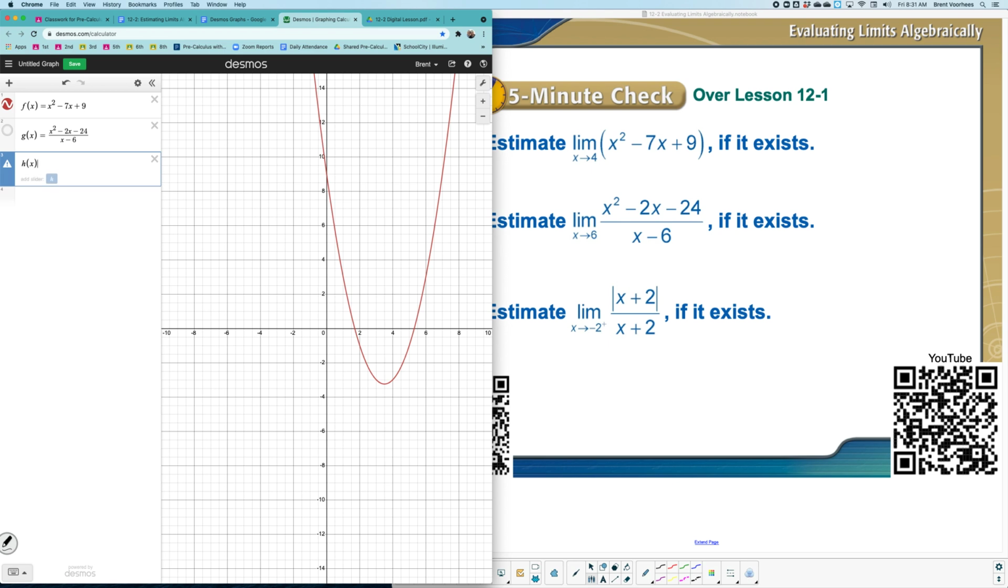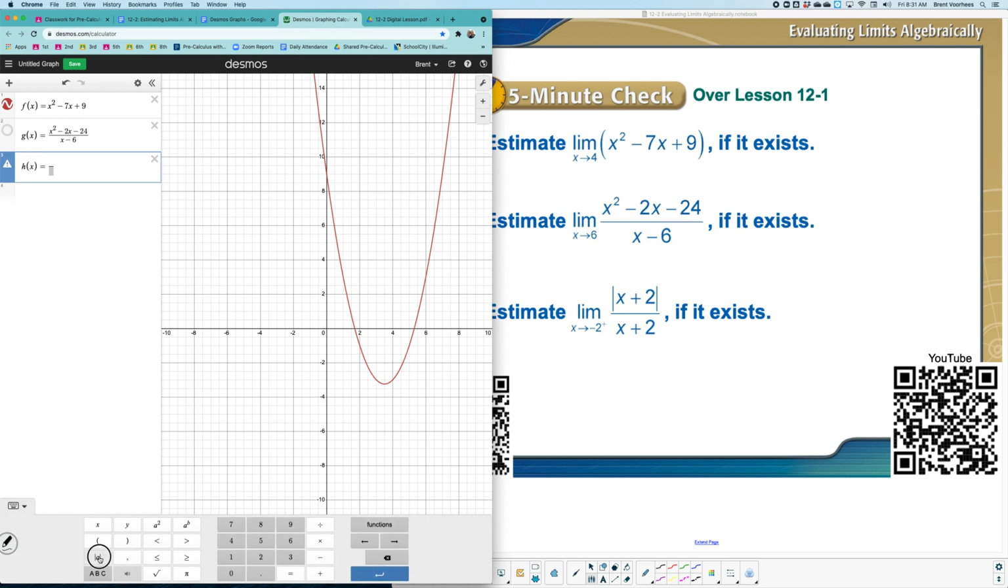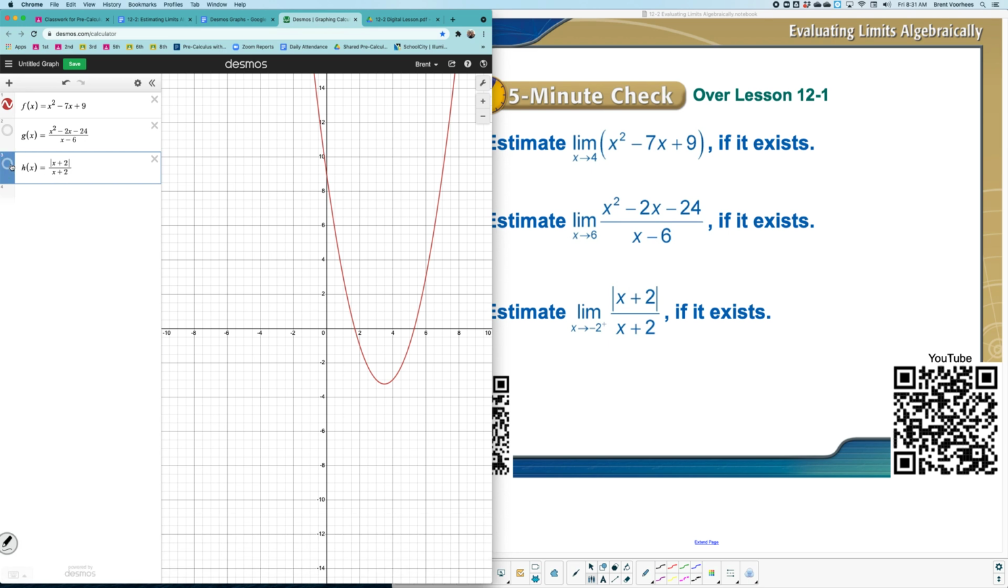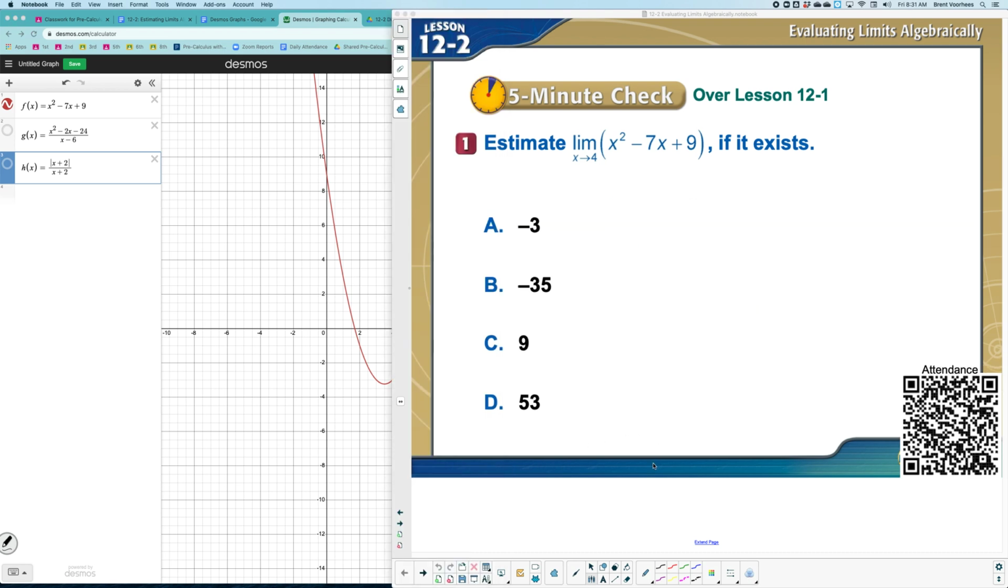We'll have h of x here equals the absolute value. Well, there's going to be a division and then absolute value. I'm going to go to Desmos Tools. So I'm not sure exactly what you type in for absolute value. The absolute value of x plus 2 over x plus 2. And that'll be for number 3. Okay, so for number 1, not only do we look at this graph, typically we can use a table to help us out.